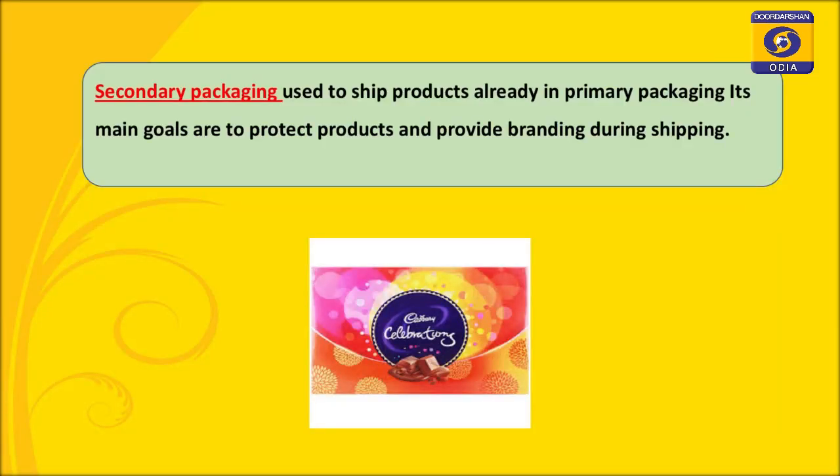Then comes secondary packaging. As the name indicates, it is used to ship products which are already in the primary packaging. यानी कि product जो है उसका primary packaging हो चुका है, वो already protected है, but still it requires one more package. Okay. So the main goal of this kind of packaging is to protect the product and provide branding during shipping. Take the example of the Cadbury Celebrations.